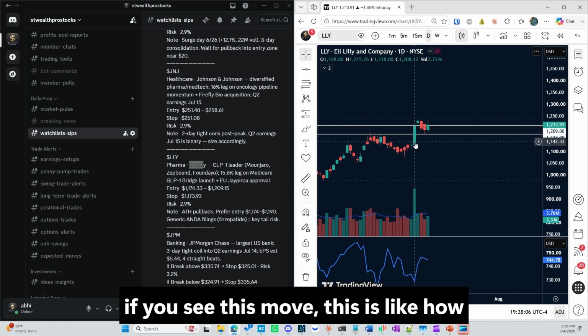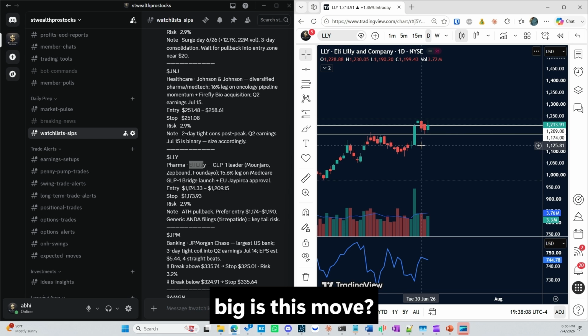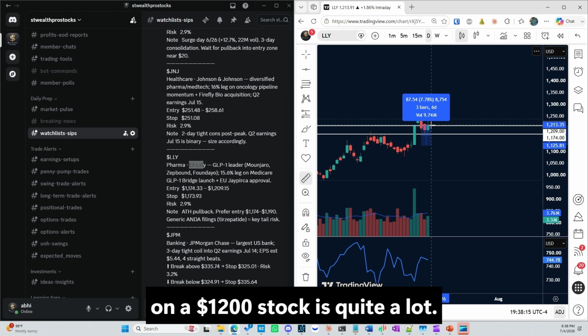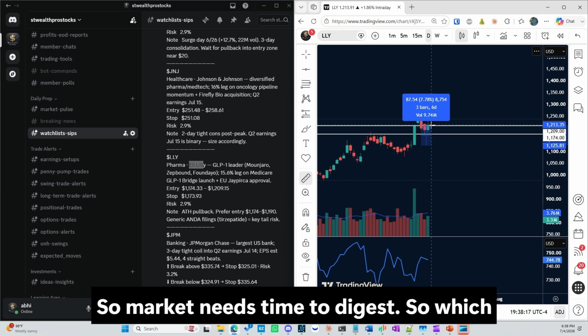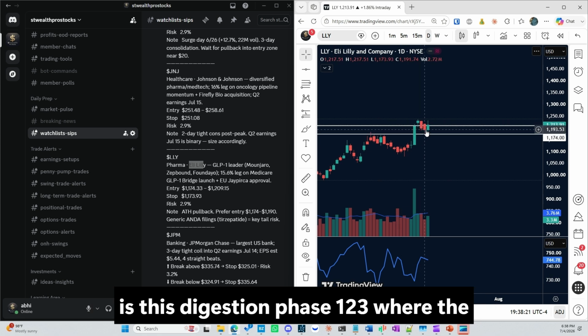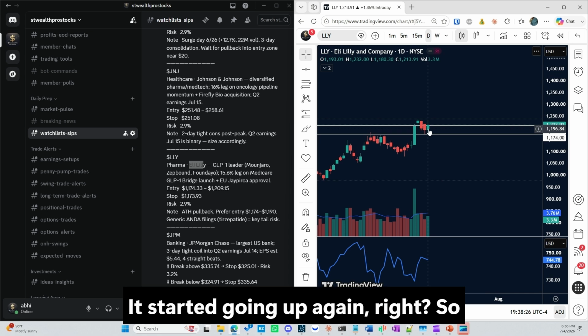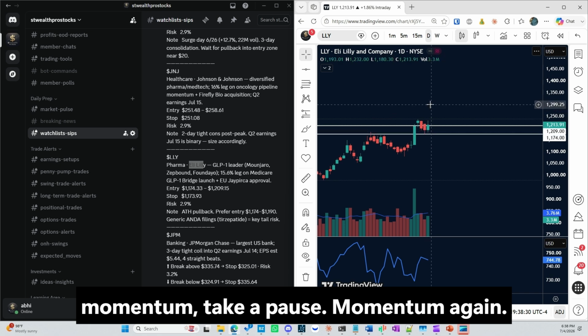If you see this move, how big is it? It made like 7%, and 7% on a $1,200 stock is quite a lot. So the market needs time to digest. One, two, three were the digestion phase, and then on Thursday it started going up again. So momentum, take a pause, momentum again.